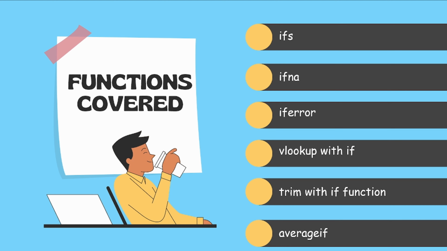And then combine VLOOKUP with the IF function to solve a very complicated problem which cannot be solved with the VLOOKUP function only. Then we'll add the TRIM function with the IF function where the IF function cannot be used alone. And finally, I will use the AVERAGEIF function.